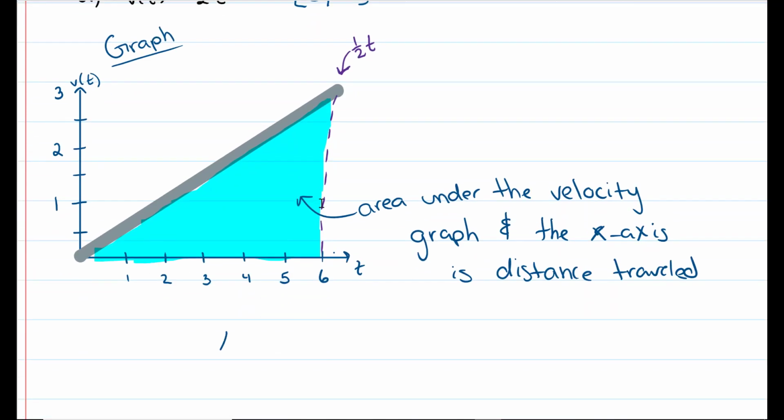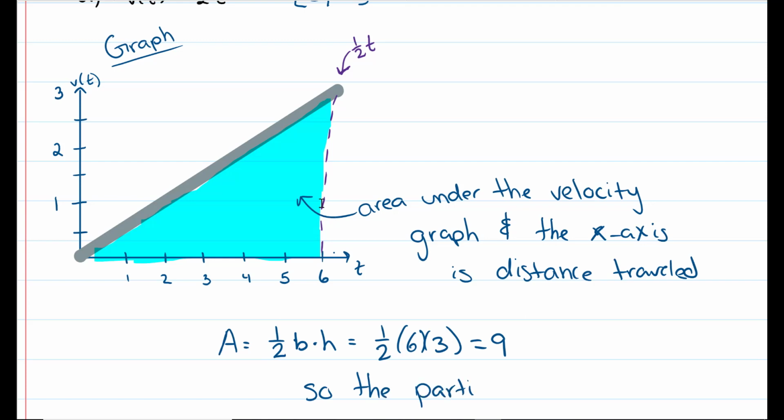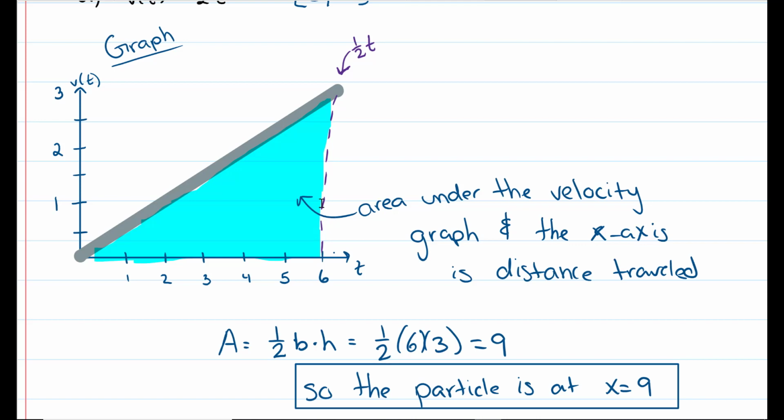So it's a triangle, so we know the area of a triangle is 1/2 base times height, which is 1/2 times 6 times 3, so it's 9. So the particle is at x equals 9. And that's it. If I want to find the location of the particle, all I do is find the area underneath the velocity curve.